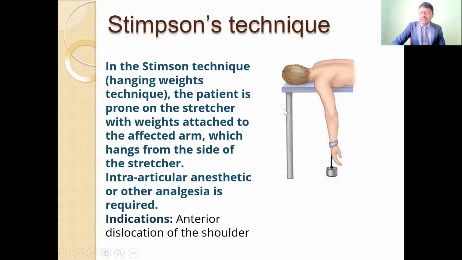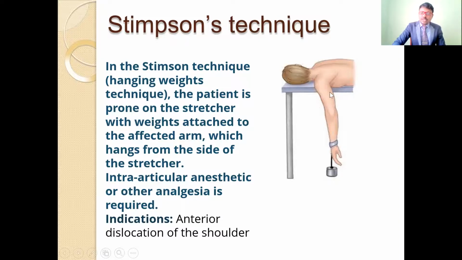So it may give the reduction in the shoulder dislocations. Here in this position, the technique is the hanging weight technique. The patient is in the prone lying position on a stretcher, with weights attached to the affected arm, which hangs from the side of the stretcher.